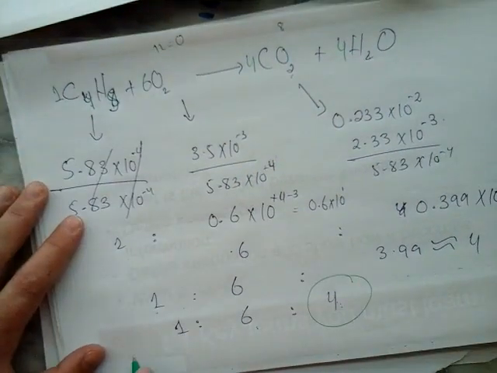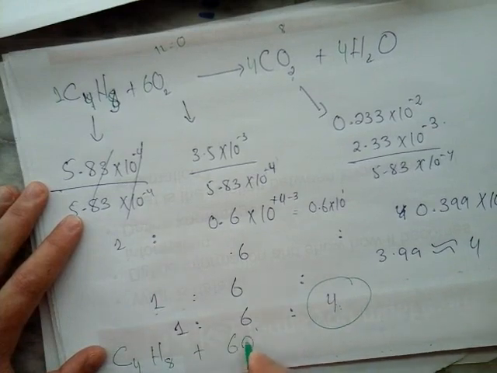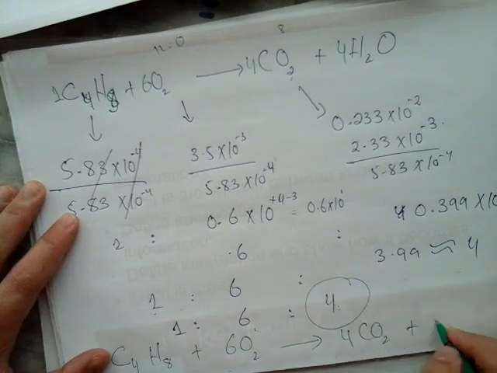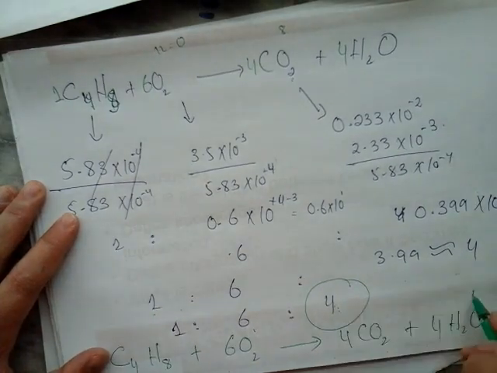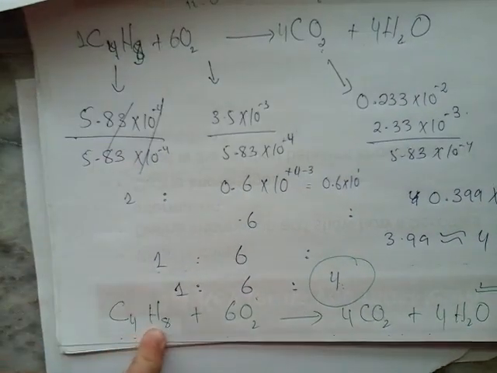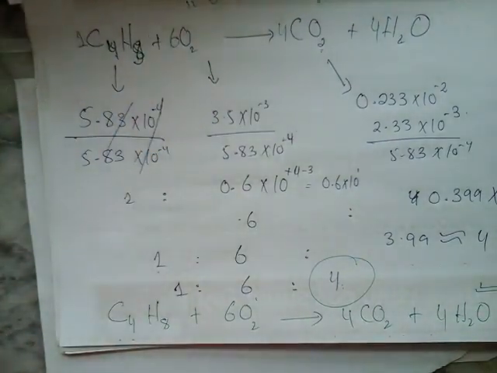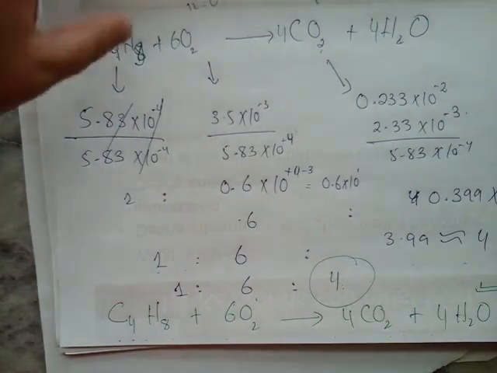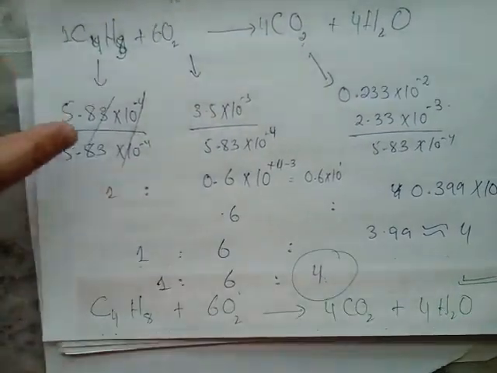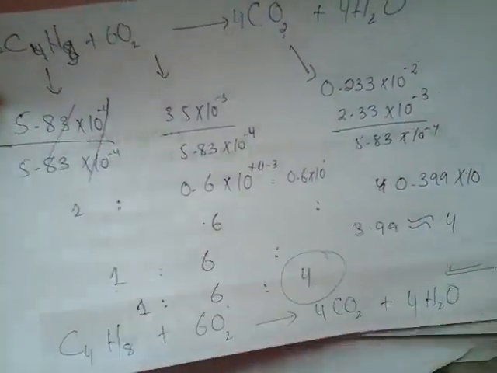So if I want to rewrite the equation, C4H8 plus 6 molecules of oxygen gives out 4 molecules of carbon dioxide plus 4 molecules of water. So this is how we have balanced the equation, and we have also found the molecular formula of butene with the help of this stoichiometric equation. Okay, so this is how you can calculate the moles, and you can balance the equation through stoichiometry by applying the mole concept.